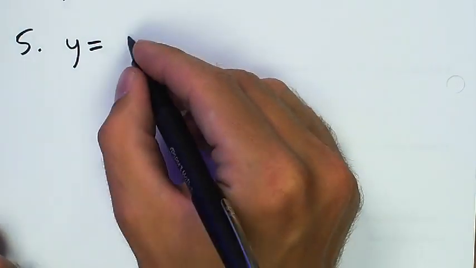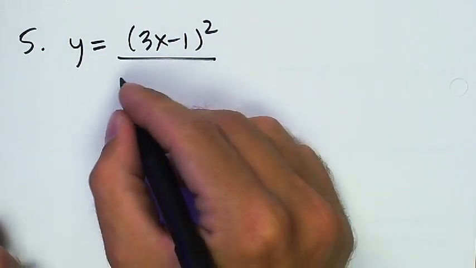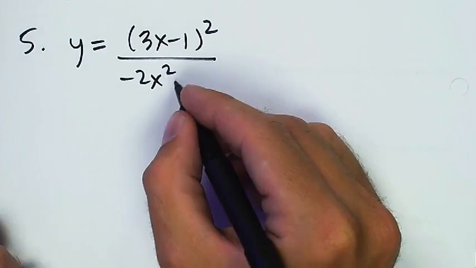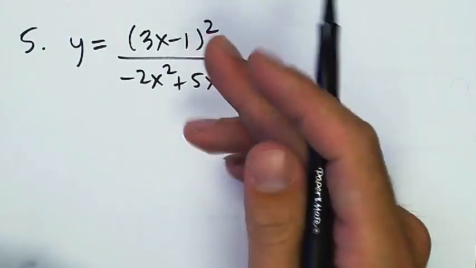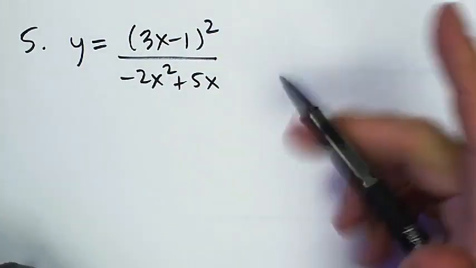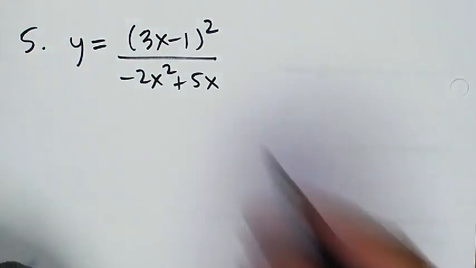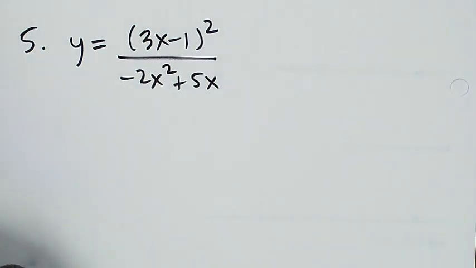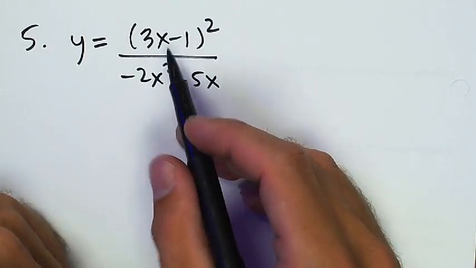All right. Now, number 5. Okay, y equals 3x minus 1 squared over negative 2x squared plus 5x. Okay, this is essentially the same on top and bottom, so whatever it's going to do at infinity, it's going to do the same thing at negative infinity. So, just a second, what am I going to do? Oh, I'm going to actually expand this because I know it's going to be a squared situation on top and bottom.